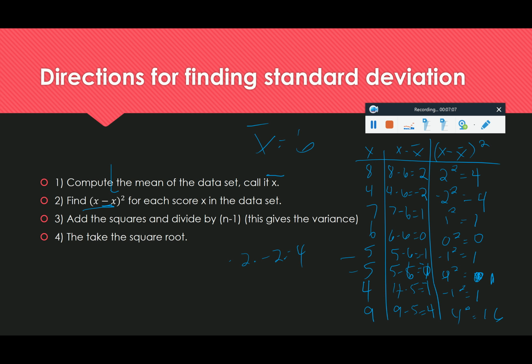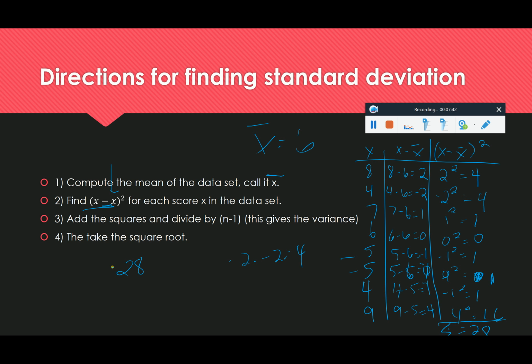Now you add up all the squares. So we add up 4 plus 4 plus 1 plus 0 plus 1 plus 1 plus 1 plus 16. All right, so that's 8, 9, 10, 11, 12. 12 plus 16 is 28. So the sum down here would be 28.